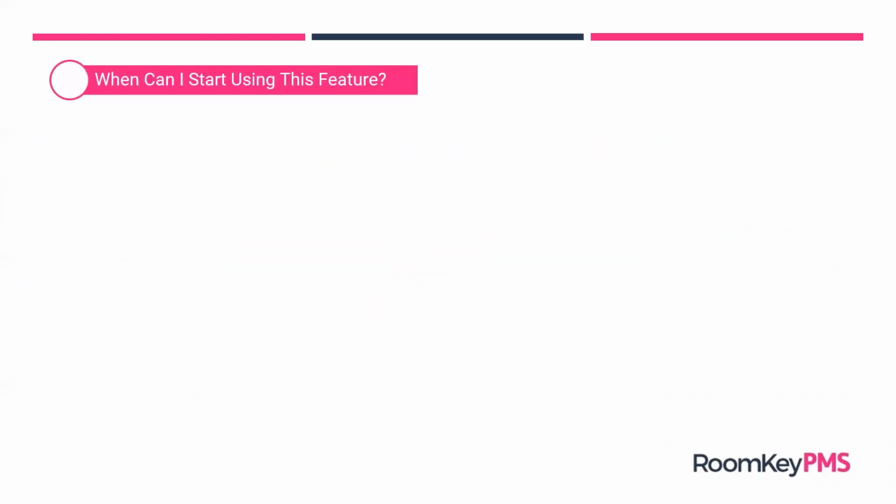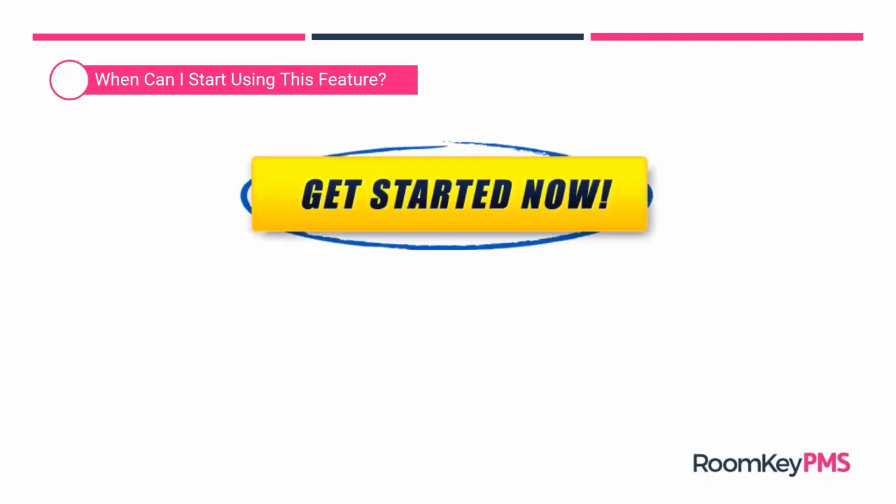Now, the next thing that we'll look at is when you can start using this feature. For all RoomKey users, or for all RoomKeyPMS hotels that currently have mobile check-in, you can get started right away. Like I said, you'll see that available from your drop-down menu. Now, you will need to make sure you update your RoomKeyPMS software to the latest version. We had a version release this week, so you'll want to make sure that you're updating to the latest version of RoomKey in order to access the features with upselling.